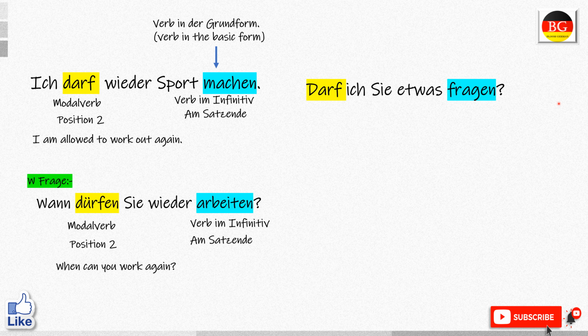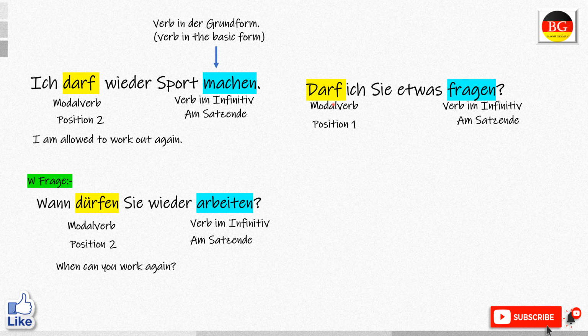Now let's see the Ja-Nein-Frage. Darf ich Sie etwas fragen? The modal verb comes at the beginning of the sentence, that is position 1, and the main verb comes in infinitive form at the end of the sentence.